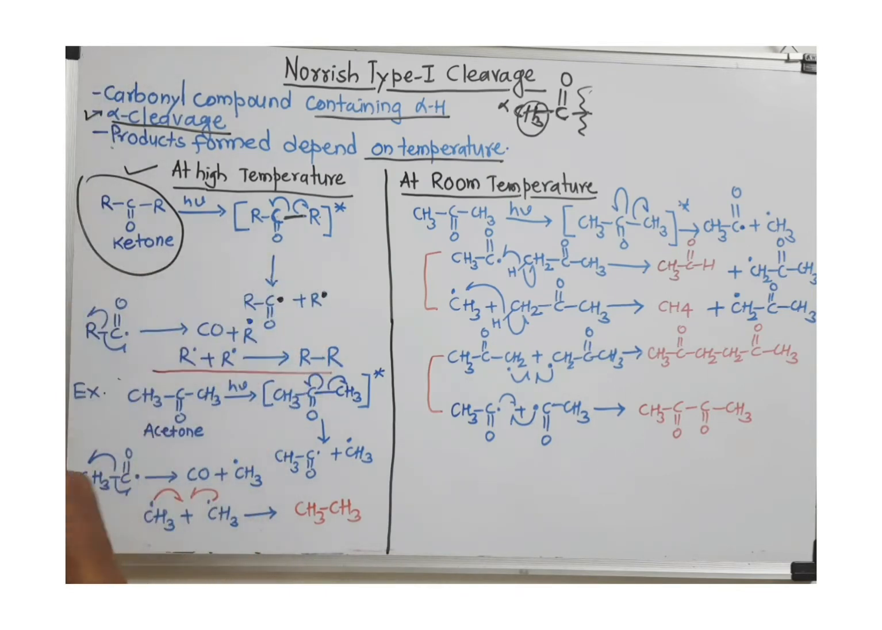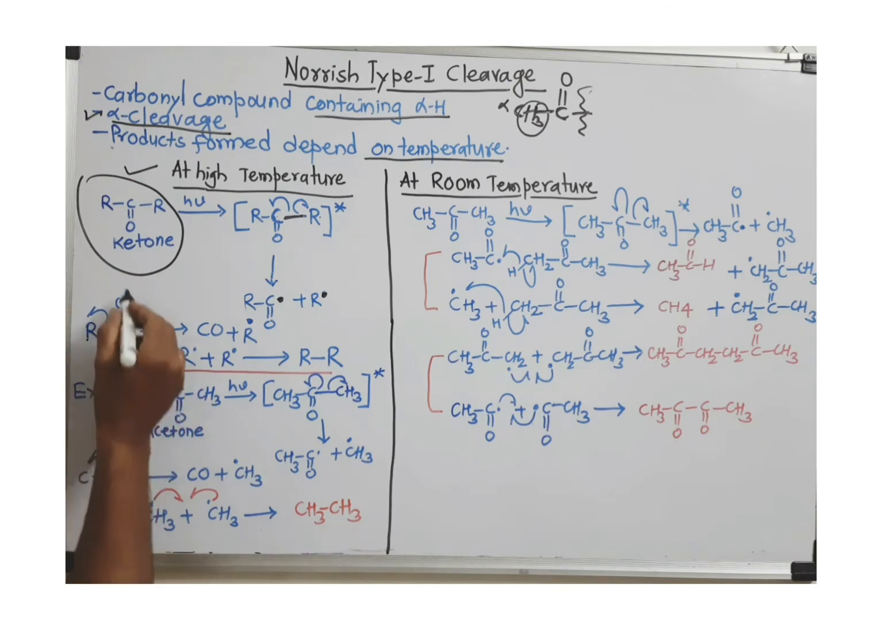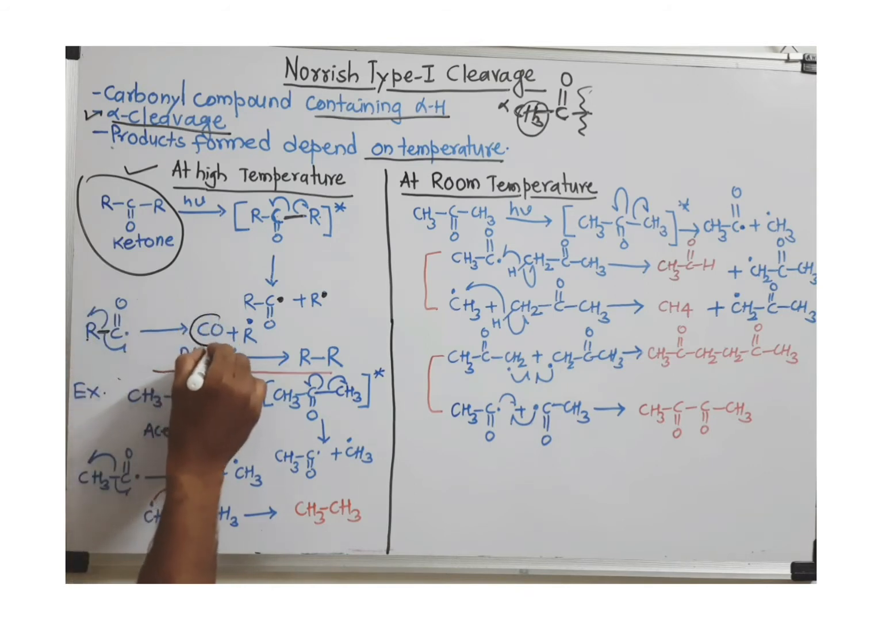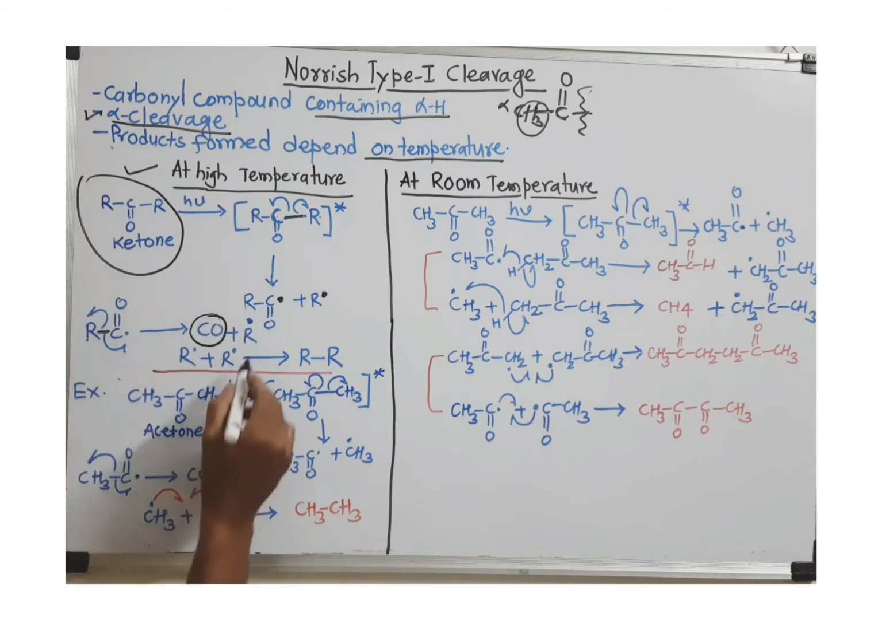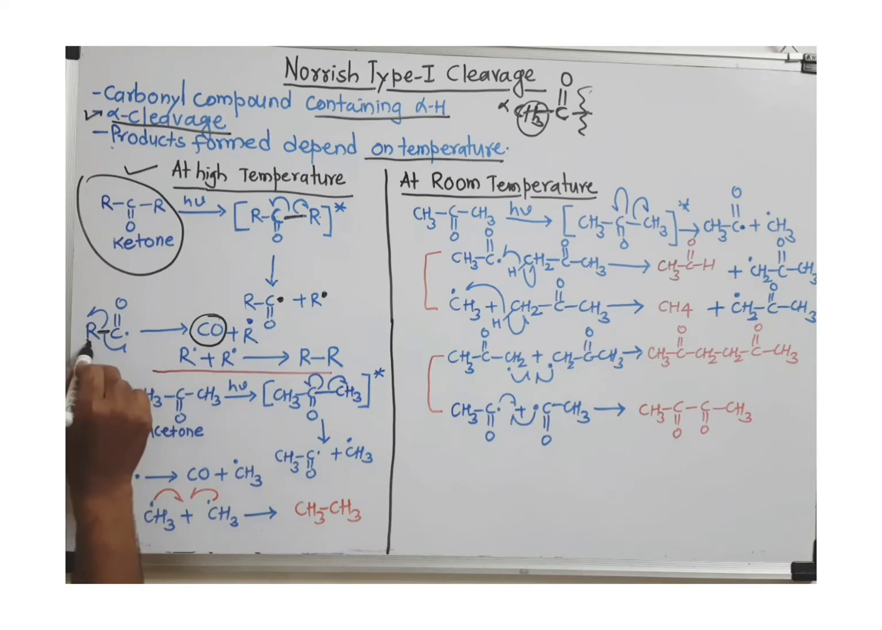Now next, you are going to target the other alpha bond. Again doing the same thing, homolysis. One electron from this bond goes to this carbonyl carbon and one goes to this R, whatever group is there. If we do that, we get this neutral molecule, carbon monoxide, and this free radical.